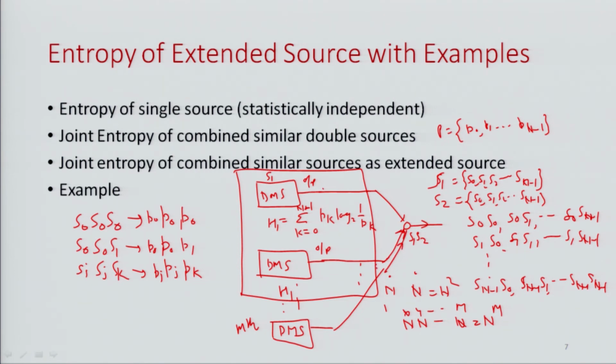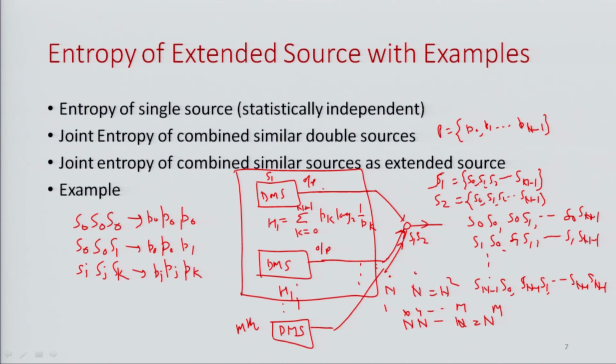Now, if we know the probability of the individual symbols, we can calculate the entropy of this extended source. This is called the extended source, or joint source, or combined source. Its probabilities can be calculated because we know the individual probability of whatever symbols come at the output.